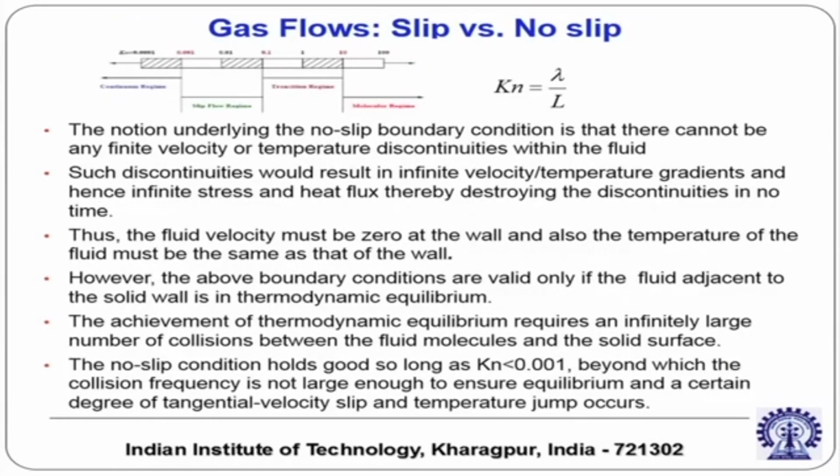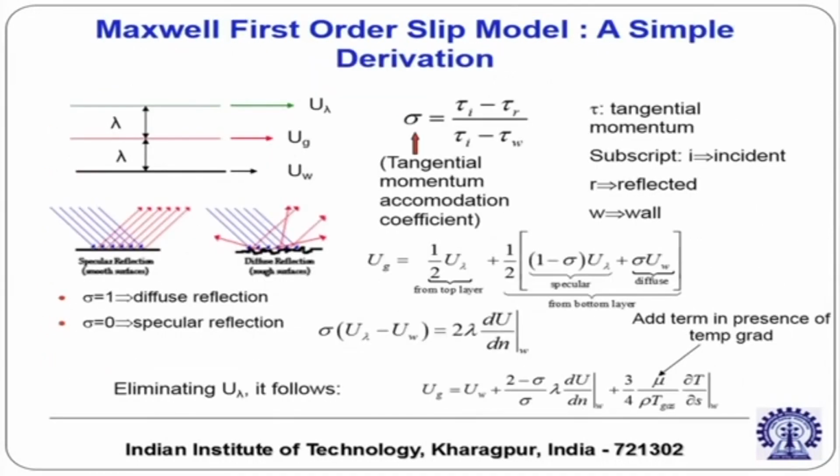So, based on this we discussed some classification of flow regimes of gases based on the Knudsen number, and we remarked that the no slip boundary condition holds good so long as the Knudsen number is typically less than the order of 10 to the power minus 3, but again this is just a rough estimate and not a hard and fast number.